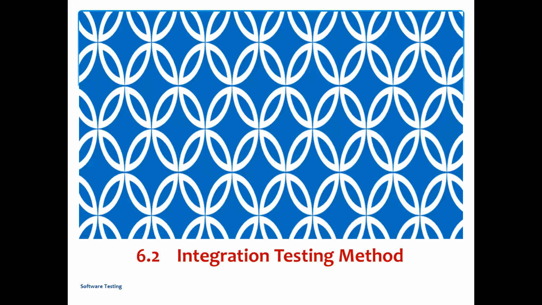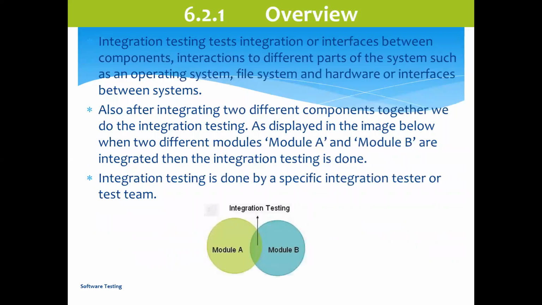Okay, next is the integration testing methods. Some methods are used at the integration testing level. Integration means combination, combined. Suppose one module is A and another module is B, and a few parts are common. In module A it is present, and in module B also. Or maybe it is not common, but linked from module A to module B. That can also happen.